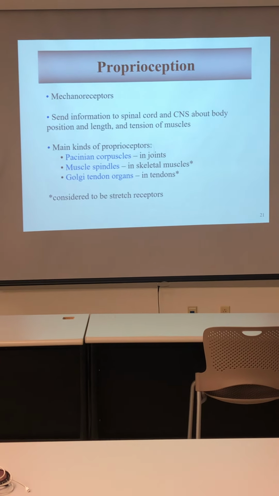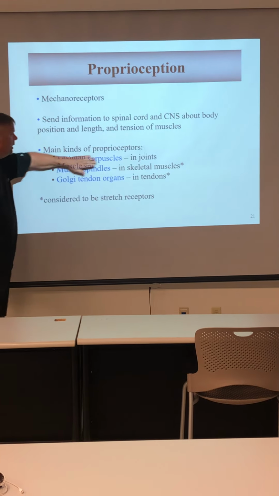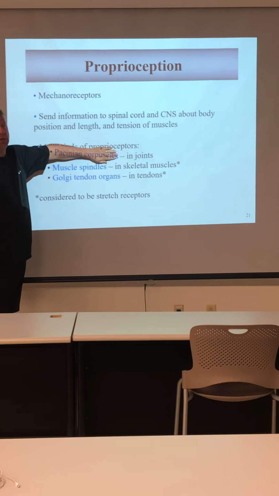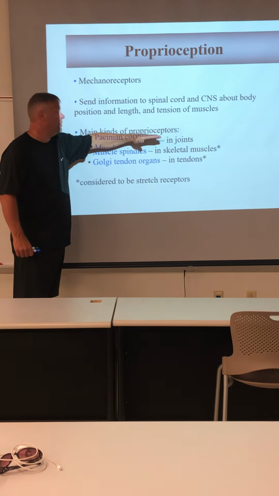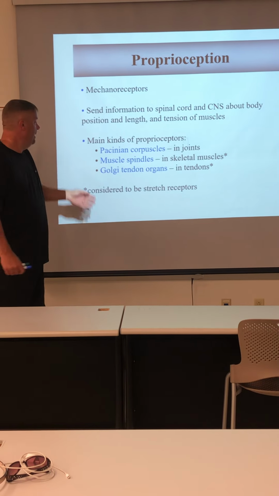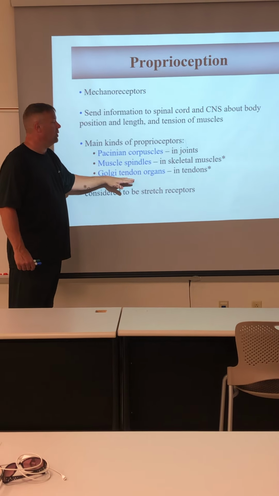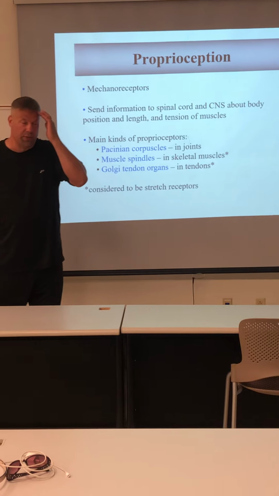Okay, here's proprioception. I want you to mark out the Pacinian corpuscle. We just called that a mechanoreceptor. This should not be here in my opinion. But muscle spindles and Golgi tendon organs are types of proprioceptors.